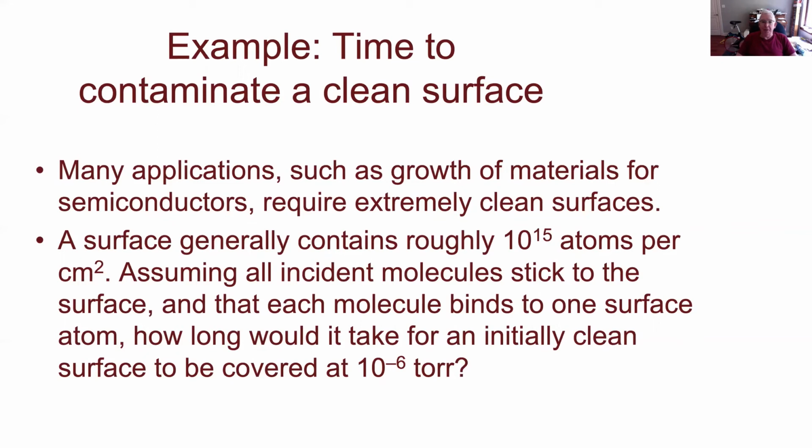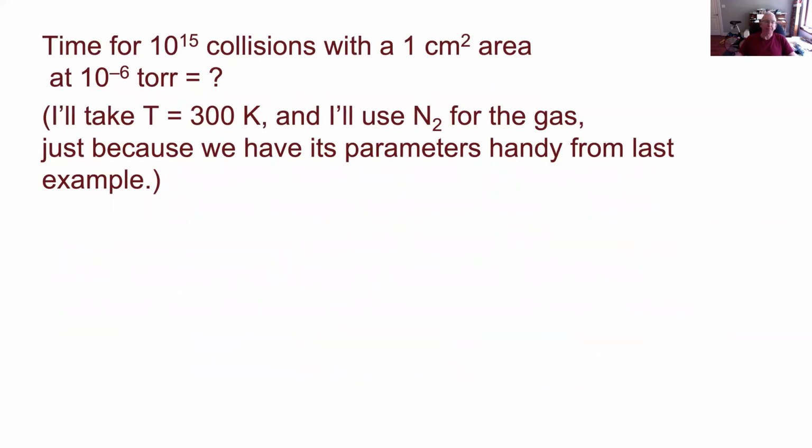I'm going to calculate how long it takes to do that at 10 to the minus 6 torr pressure, and I'm going to use 300 Kelvin for the temperature, which it looks like I didn't actually put on the slide here, but let's just make a note. We're going to do this at 300 Kelvin because that's just a convenient temperature for us, okay? The other thing I'm going to do is declare the gas. I'm going to use nitrogen because in a recent example, we did some things with nitrogen, so I have some parameters for it handy. So that's our problem right there. I'm doing 300 Kelvin, and I'm using nitrogen for the gas.